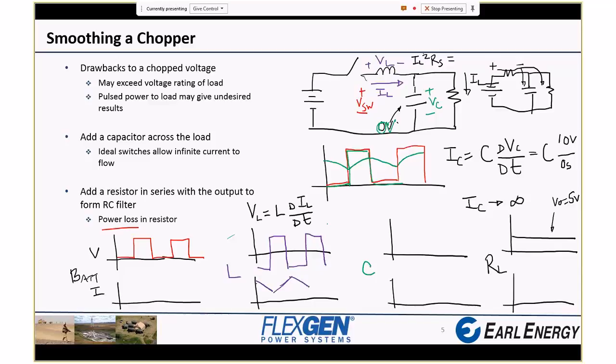And this just goes on and on. Okay, so the inductor gets that current. Great. Now we can move on to the capacitor.